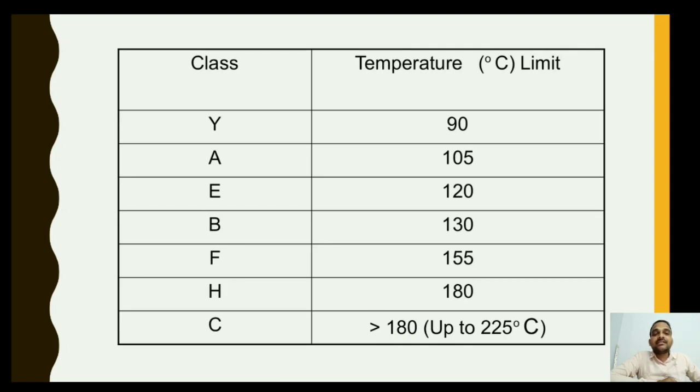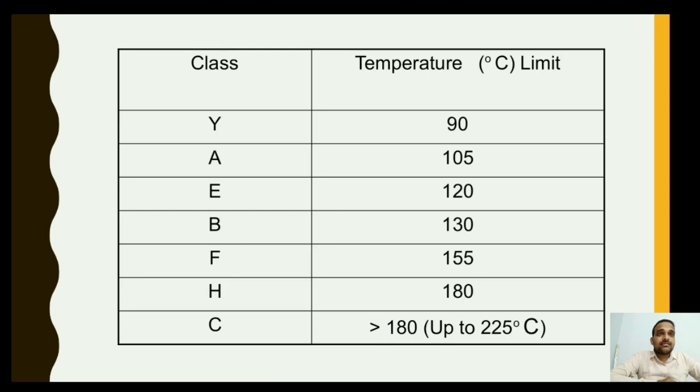In total, 7 classes of insulating material are there. Their respective temperature values are mentioned in the second column: for Y it is 90 degrees Celsius, for A it is 105 degrees Celsius, for E it is 120 degrees Celsius, for B it is 130 degrees Celsius, for F it is 155, for H it is 180 degrees Celsius, and for C it is beyond 180 degrees Celsius, up to 225 degrees Celsius. So this is the class and the respective temperature of the particular class of the insulating material.